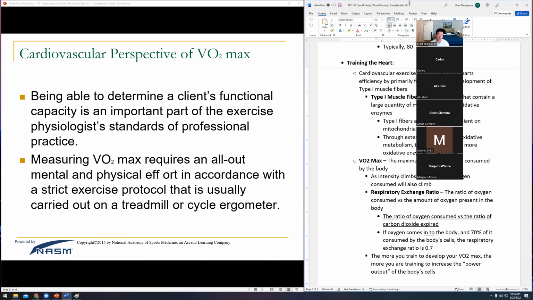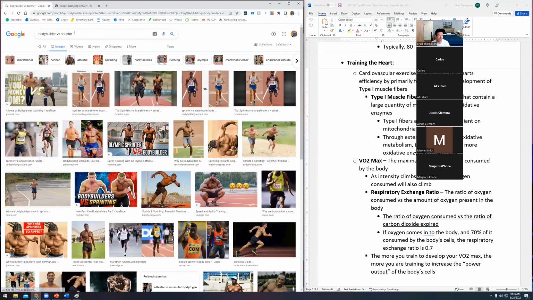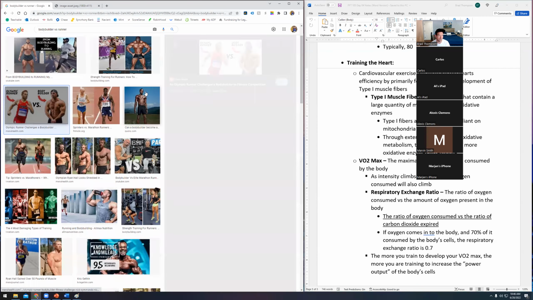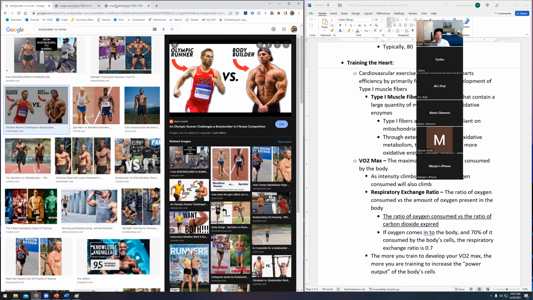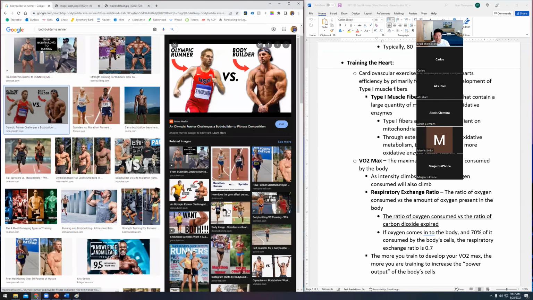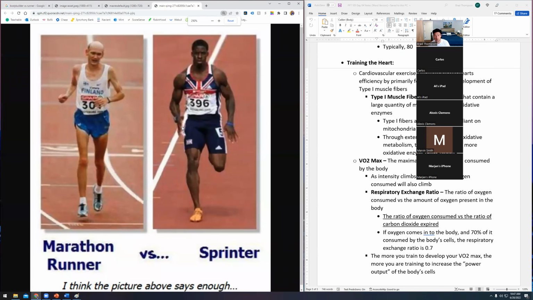That's the difference between a bodybuilder versus a runner. You look at the difference here, right? Very, very different. Long and lean muscle fibers versus large, bulky muscle fibers. This is a type 2 athlete. This is a type 1 athlete. And they're very different looking from one another. There's the difference between a sprinter who's type 2 and a runner who's type 1.